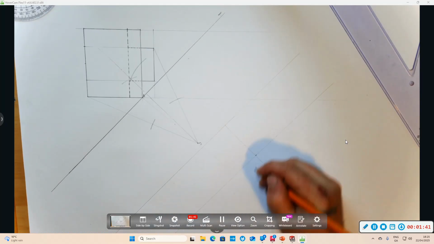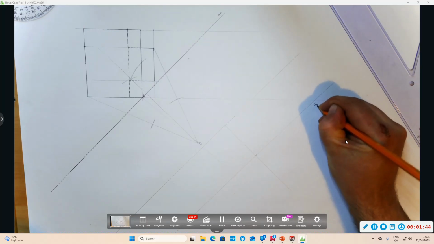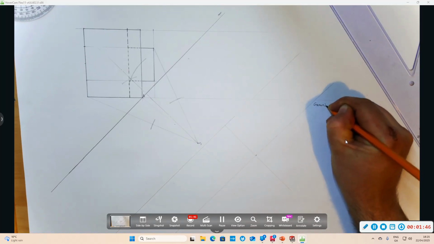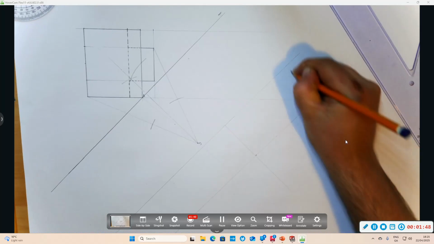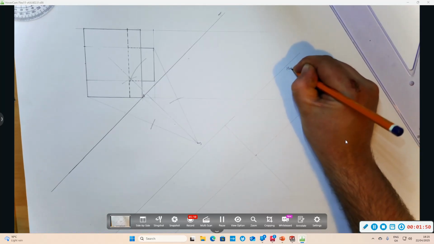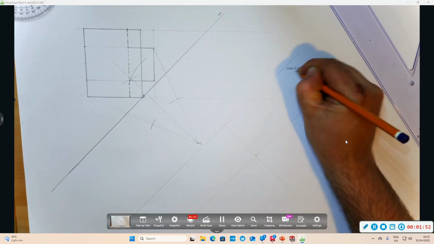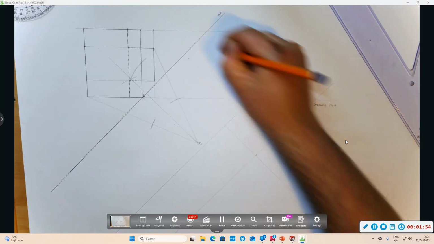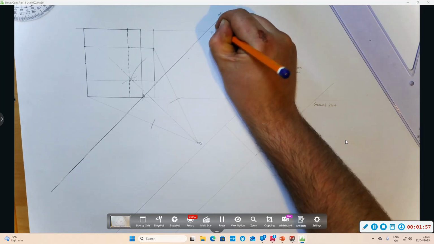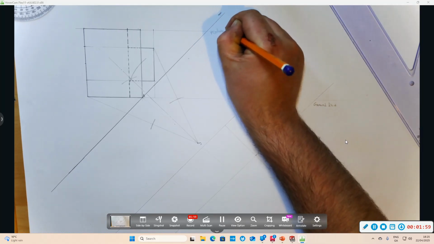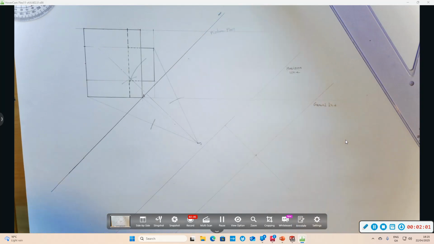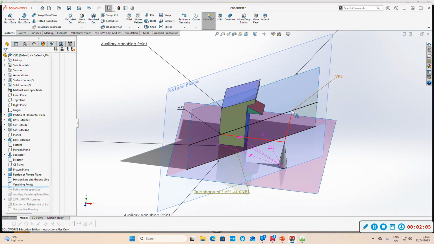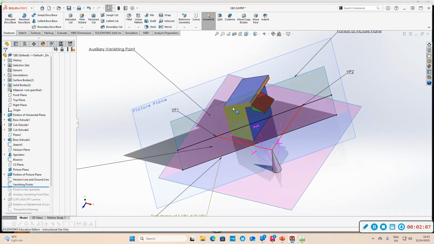So here's our ground line. Horizon line. Picture plane. Now, how do we get our vanishing points on that? Well, we're going to go parallel to the sides of the object, from the spectator in plan.